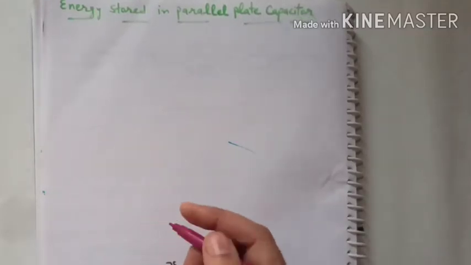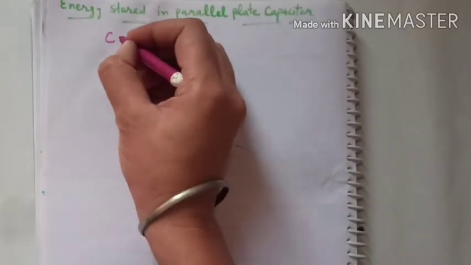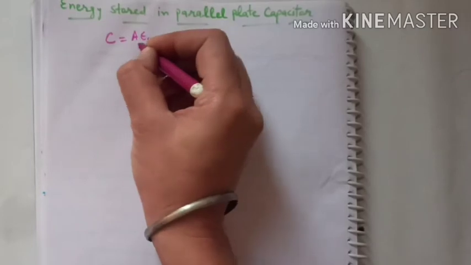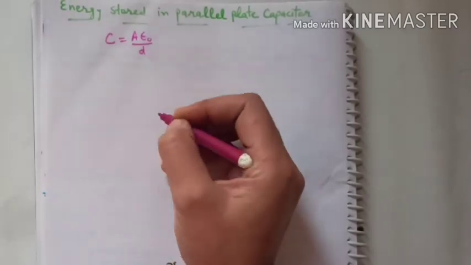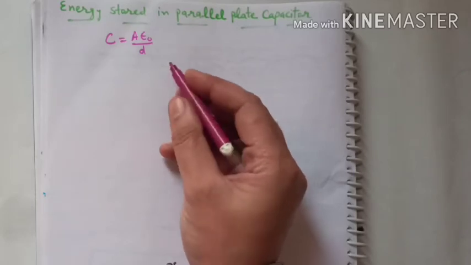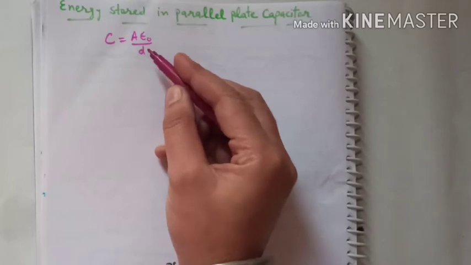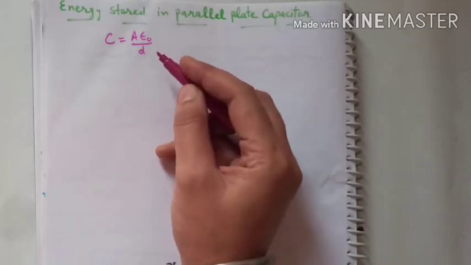Hello everyone, the topic is energy stored in a parallel plate capacitor. We know that in the case of a parallel plate capacitor, the capacitance is A epsilon naught by D, as we have discussed already in the previous topic. So A is the area, epsilon naught is the permittivity and its value is constant. D is the separation between the two plates of the capacitor.